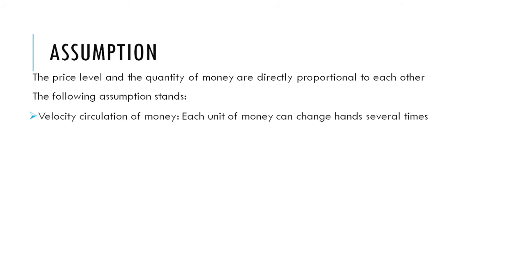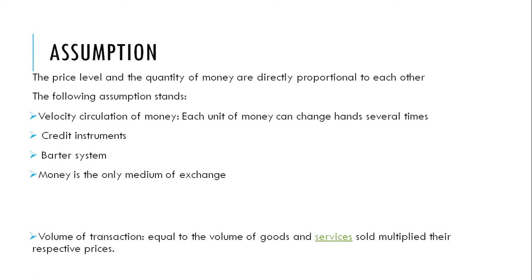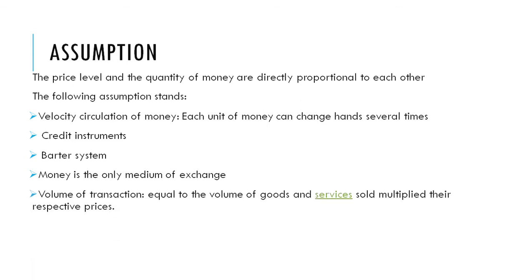circulation of money. Each unit of money can change hands several times. So how fast? In other words, if you have 100 shillings and it changes hands among 10 people, then the value of that money will be 1,000. Credit instruments like bank deposits and checks, and the barter system, play another role. Money is the only medium of exchange, so there's no other form of medium.